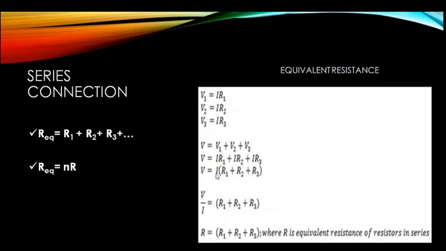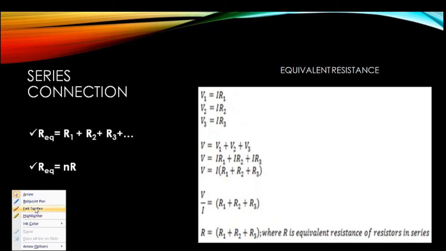I move my I to the left hand side. Then I get V by I is equal to R1 plus R2 plus R3. V by I is nothing but R, by using Ohm's law. We have applied Ohm's law starting from here. So this R is nothing but the equivalent resistance, that is Req. So I can say Req is equal to R1 plus R2 plus R3. That is given here, the first formula. Suppose I have n number of resistances, then it goes till the nth resistance.